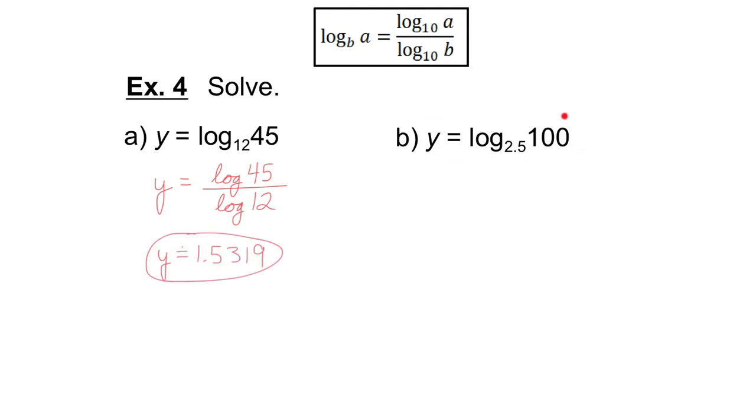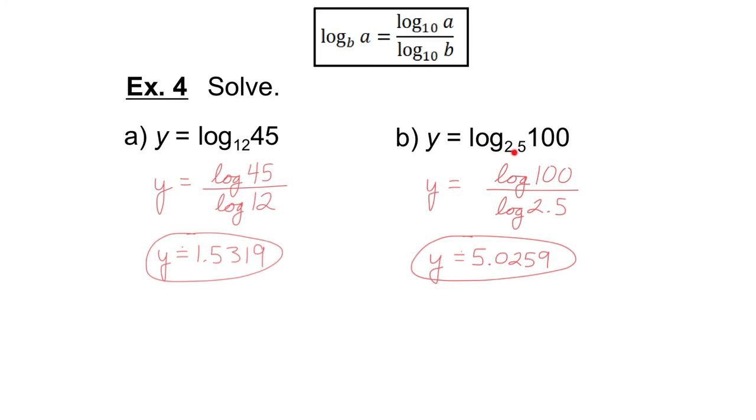Try this next one on your own. So try it now, pause the video, and then come back and see how you did. Log base 2.5 of 100 is log 100 divided by log of 2.5, which gives me an answer of approximately 5.0259.